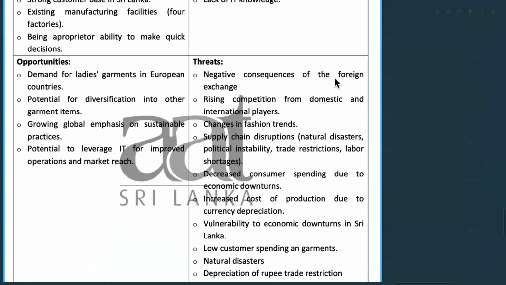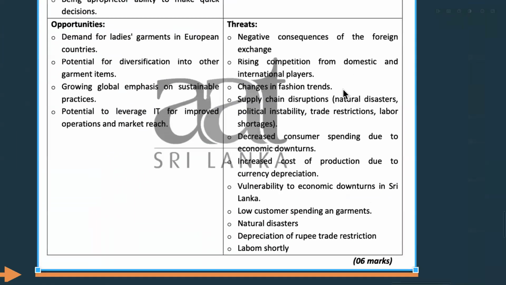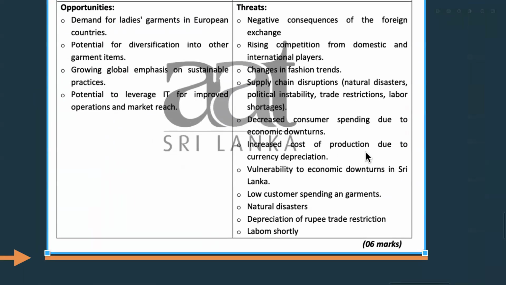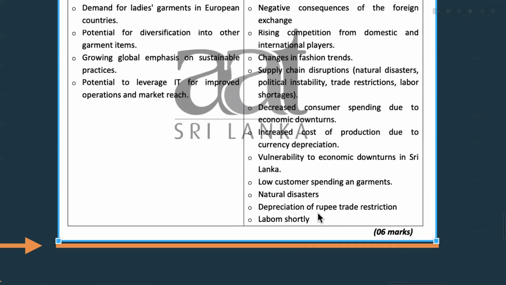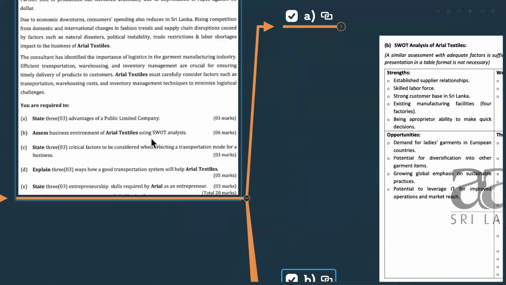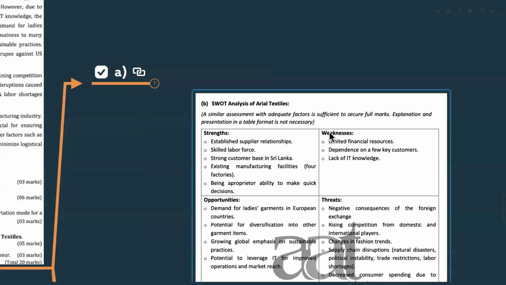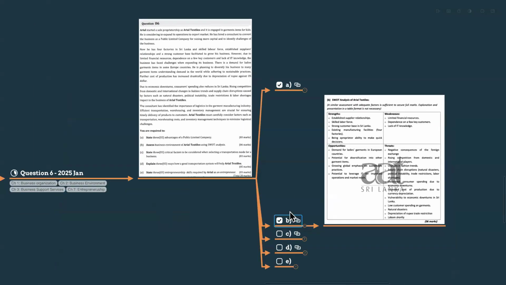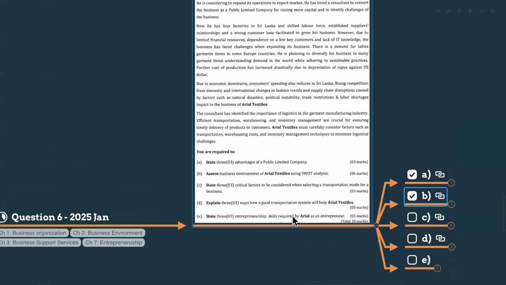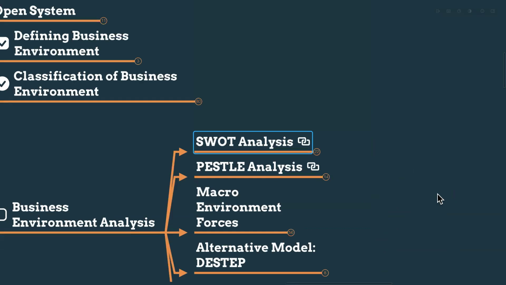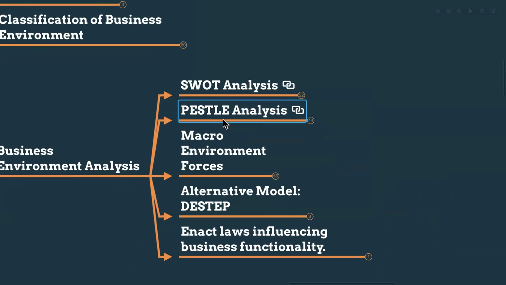See the threats: negative consequences of foreign exchange, rising competition from domestic and international players, changes in fashion trends, supply chain disruptions, decreased consumer spending due to economic downturns, increased cost of production, vulnerability to economic downturns, and low customer spending on garments, natural disasters, depreciation of the rupee, trade restrictions, labor shortage. So you don't need to write this much, just write it simply, right? So this is how they will test the SWOT analysis if they are going to test you, right? So this is all about SWOT analysis.